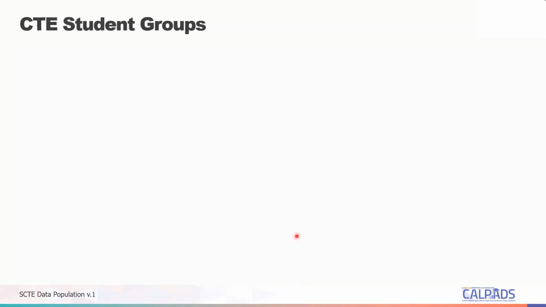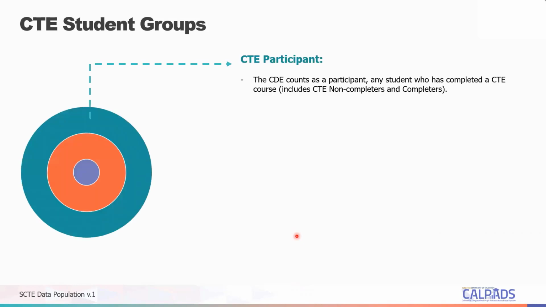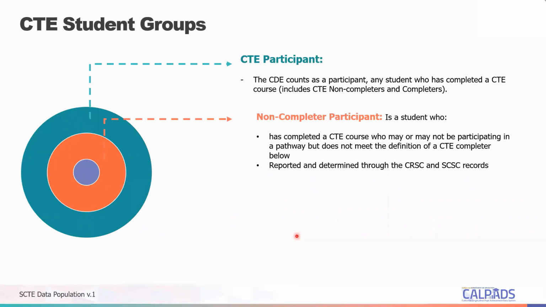Students completing CTE classes are categorized based on a student's CTE course completion as well as pathway participation. Anyone who completes a CTE course, regardless of CTE pathway participation or not, is considered a CTE participant. The CTE participants are then broken down into 2 categories as reflected on the CTE reports. First are your non-completer participants. These are students who have completed a CTE course who may or may not be participating in a pathway but do not meet the definition of a CTE completer that we will be explaining next.